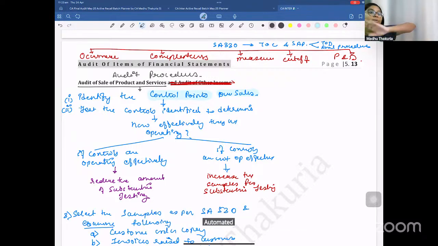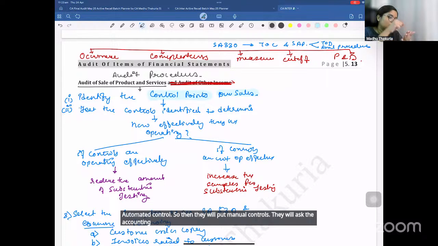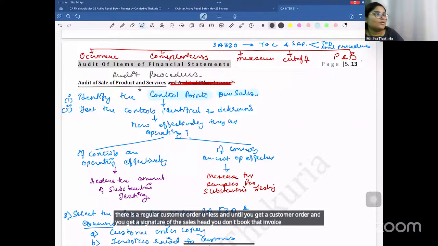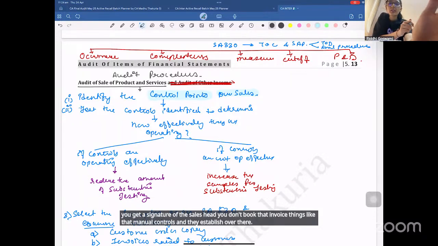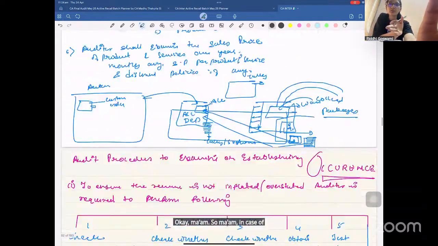So then they will put manual controls. They will tell the accounting person, you have to make sure for every sales invoice there is a regular customer order. Unless and until you get a customer order and the signature of the sales head, you don't book that invoice. Things like that, manual controls they establish over there. Ma'am, in case of manual controls, this point won't work, no?